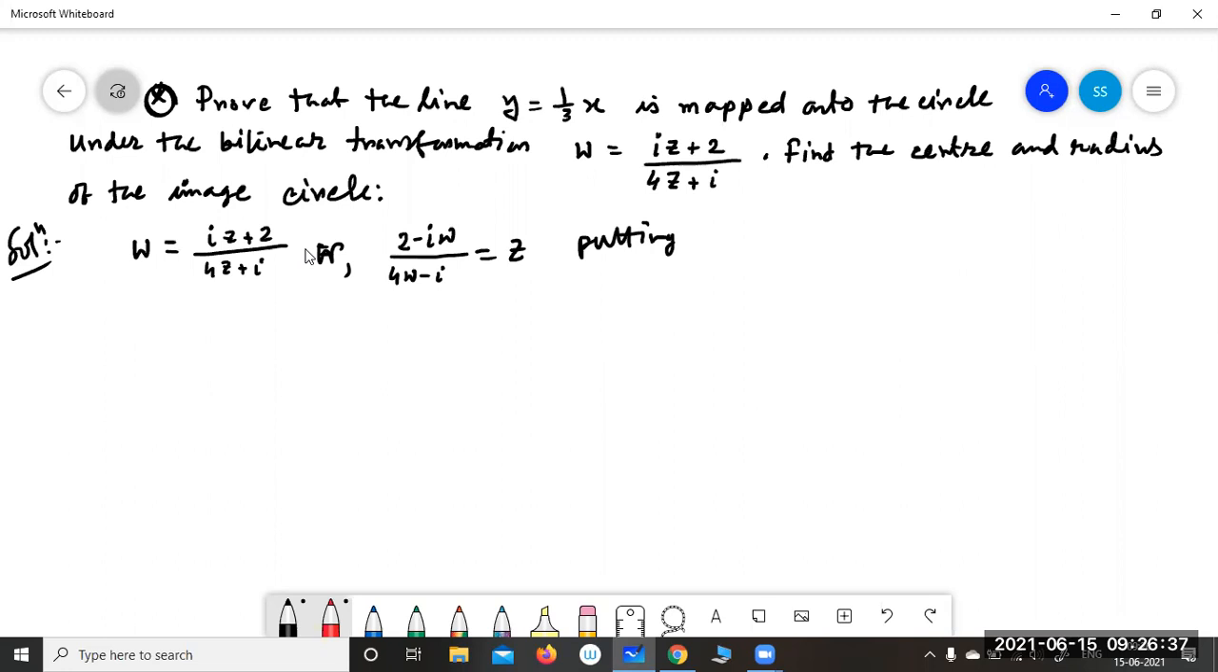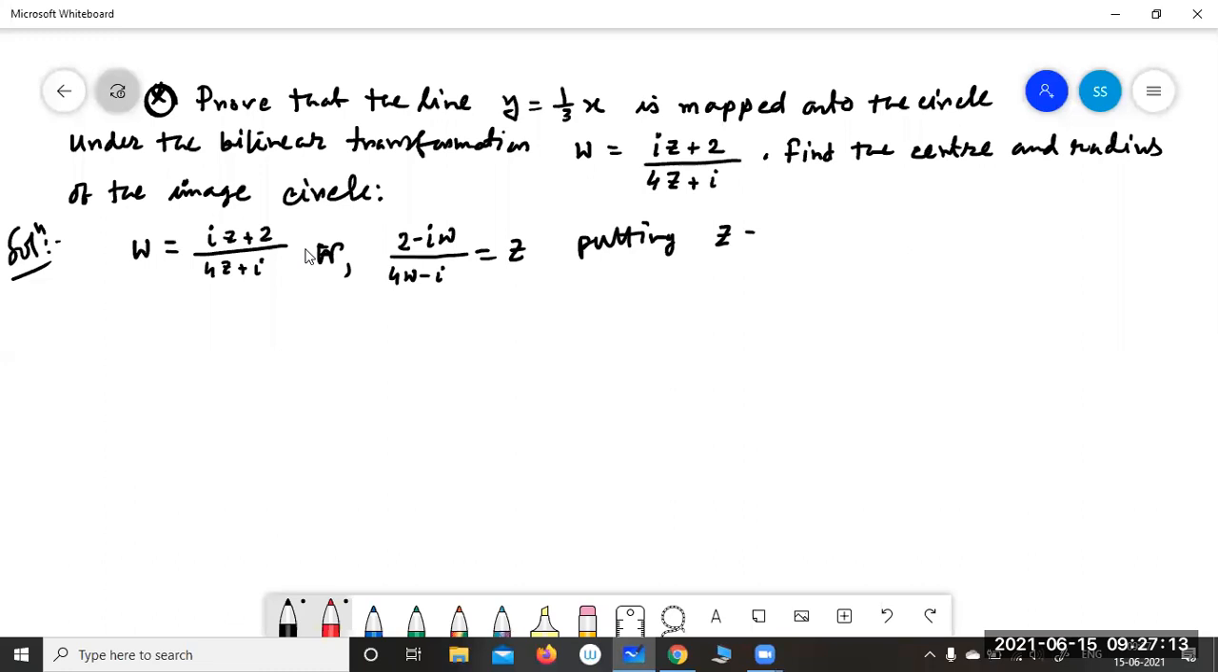Is it clear? The line was given in the z plane, but the transformation is given in terms of w. As it is a bilinear transformation, we are changing w into z, because the given line is in the z plane. So we have to take the transformation for the z plane, and so we find the value of z. Is it clear? Hello, someone please respond. Yes, sir.